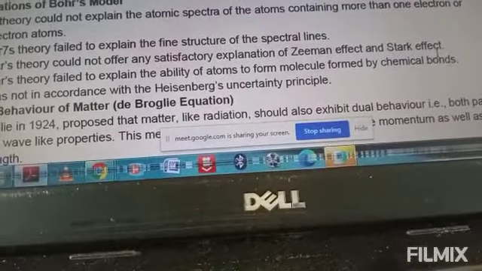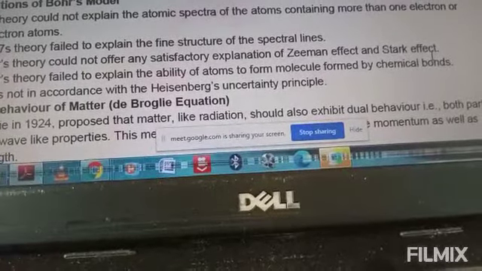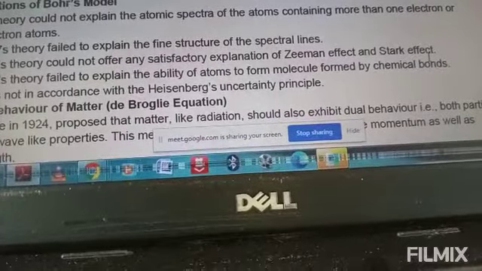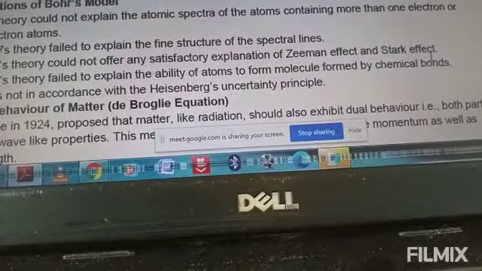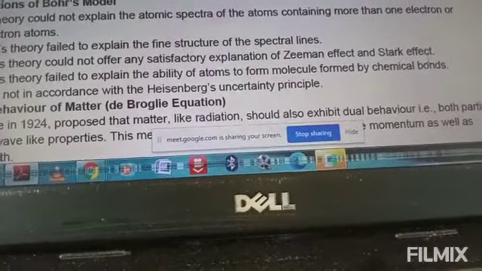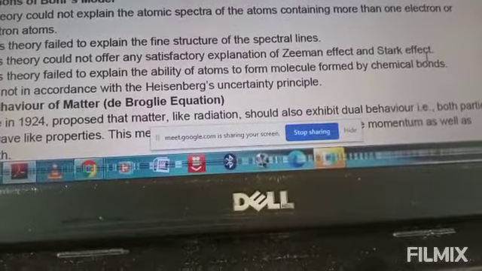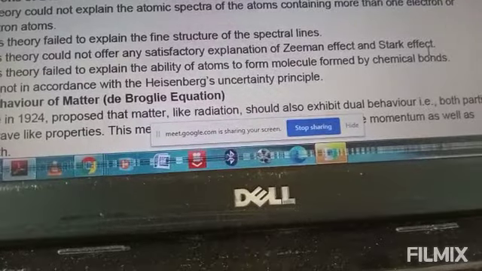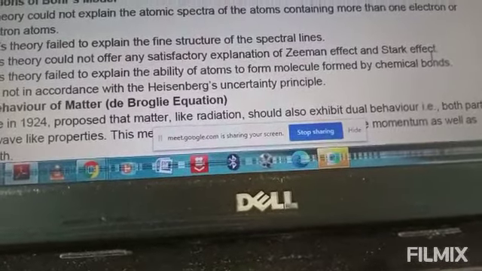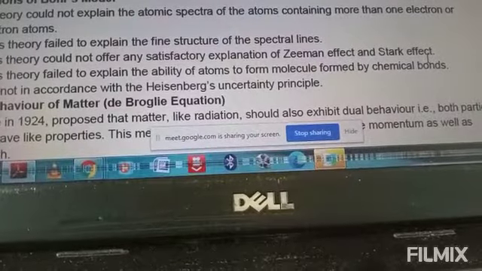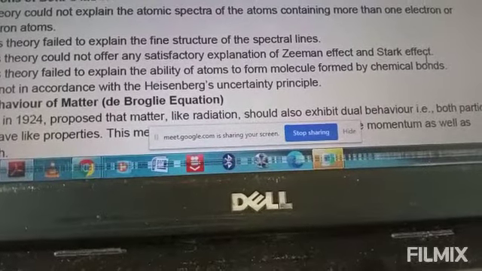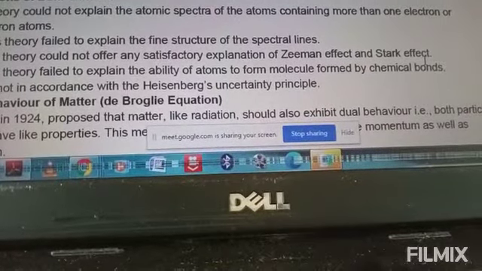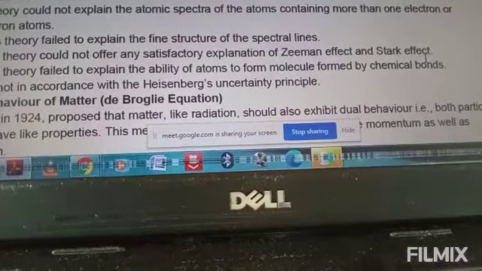Now Bohr's theory failed to explain the ability of atoms to form molecules formed by the chemical bond. Again, it was not in accordance with the Heisenberg uncertainty principle. So these are the defects of Bohr's model of an atom, which is on page number 46. Now we will go towards the quantum mechanical model of an atom.